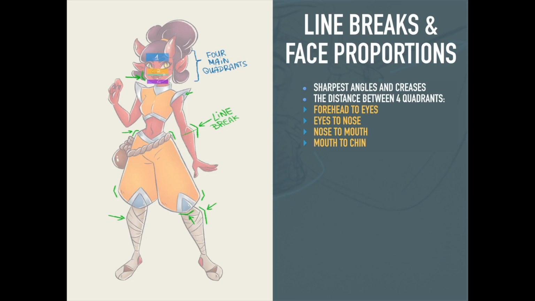And finally, something that will help you to eyeball the proportions of the face is the distance between the four quadrants of the face. The forehead to the eyes to nose, nose to mouth, and mouth to chin. Once you have this right, it will make your character look more like the original one on the concept.